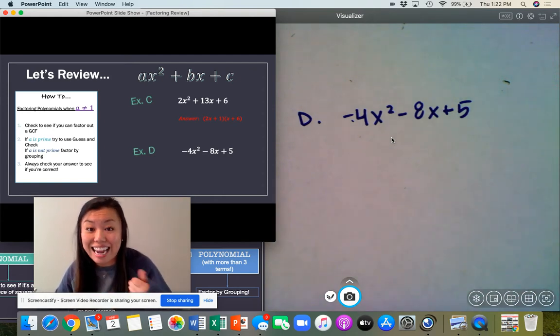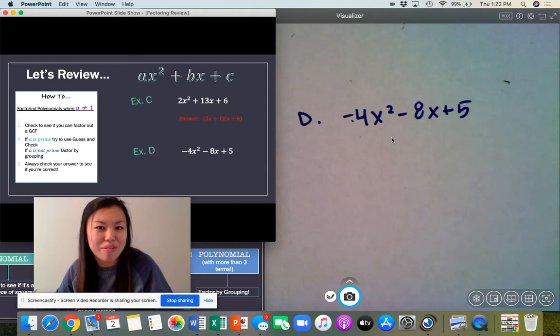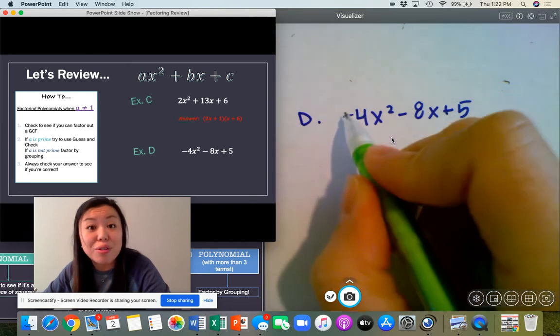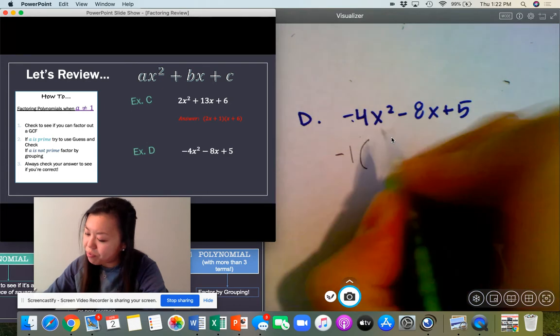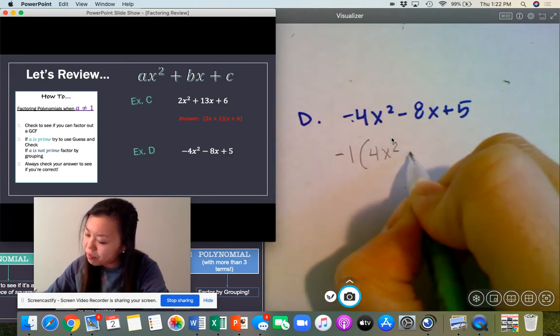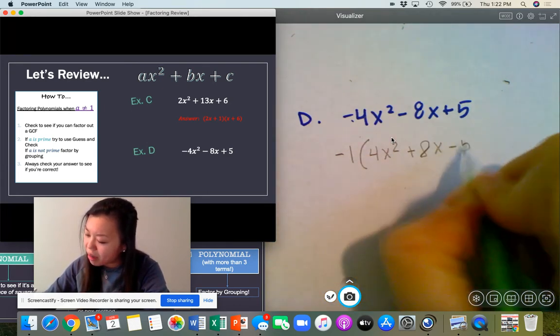And in this case, I can, right? What is my greatest common factor here? That's correct, negative 1. So since my first term is negative, I want to pull out that negative 1 as my GCF. So I pull out a negative 1, I get 4x squared plus 8x minus 5.